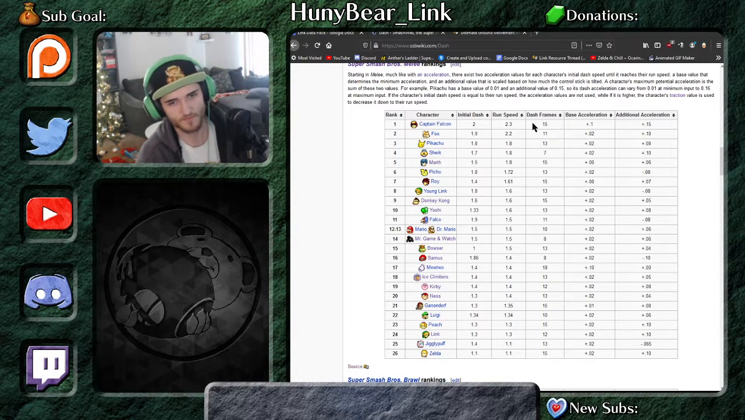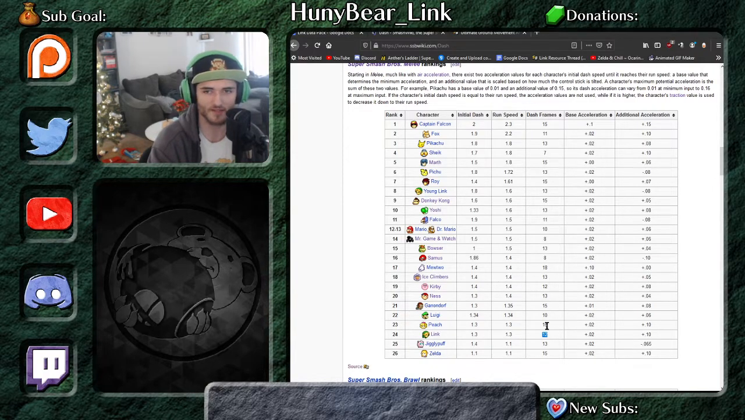So let's go to dash frames, and I'll explain this. You can see in this case, Link has 12 frames of a dash animation, and this means how long I can dash before my dash turns into run.